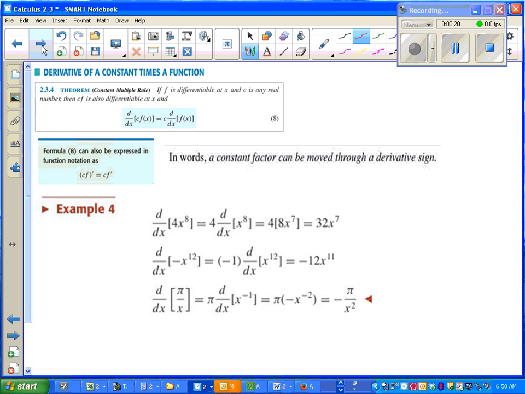Next up, we're told that if we have a constant times a function, we could just pull that constant out and then take the derivative of what's left. Basically what we want to do. So for example, if we have something like the derivative of 4x to the 8th, first we could take the 4 out and then take the derivative of what's left. We know the derivative of x to the 8th is 8x to the 7th. Multiply that by the 4, we get our answer. And that works with any constant that we put in front of a function. Go ahead and try following along those next 2 examples. Make sure you understand each step of the way. If not, get some help.